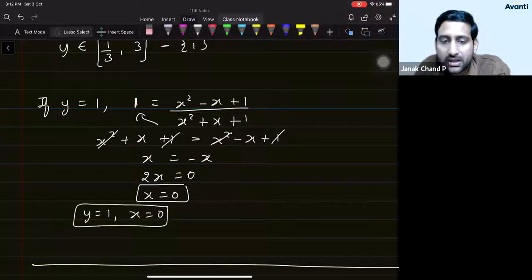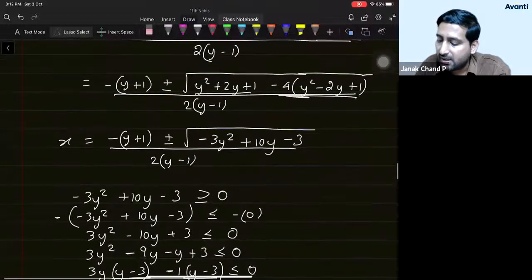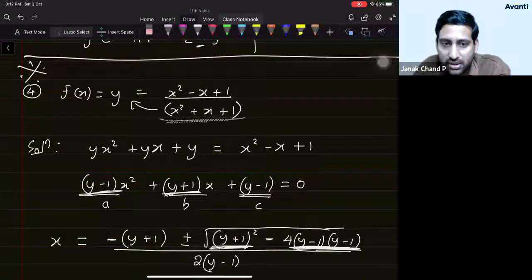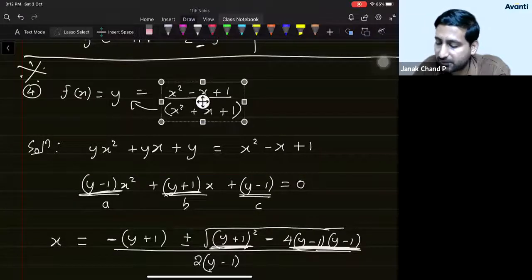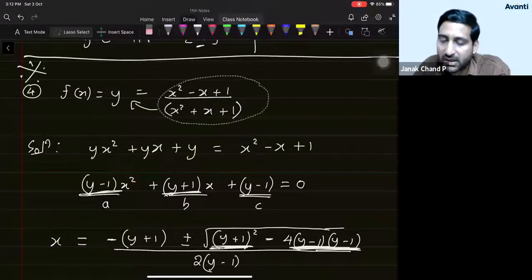That means, student, you should indeed not remove this value of 1. Yes, you should not remove this value of 1. Why should you not remove it, student? Because, see, the original question is this. The question was to find the range of this function. The meaning of range of this function is to find all the possible values of y when you put suitable values of x from the domain of this function.